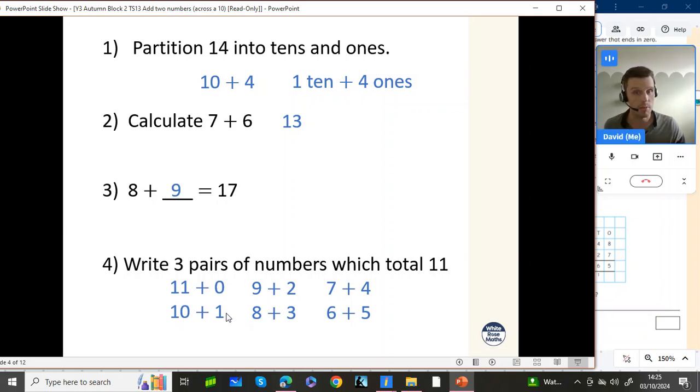So then it becomes 10 plus 1, 9 plus 2, 8 plus 3, 7 plus 4, and then 6 plus 5. And then when you repeat it, the next one would be 5 plus 6, but because those are the same digits as the previous one, we stop there.